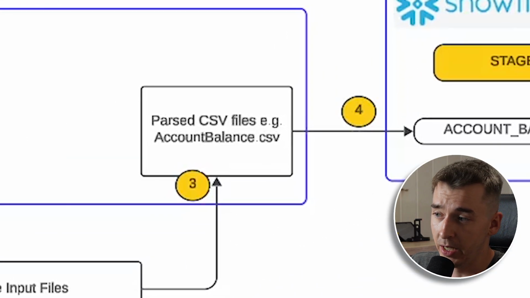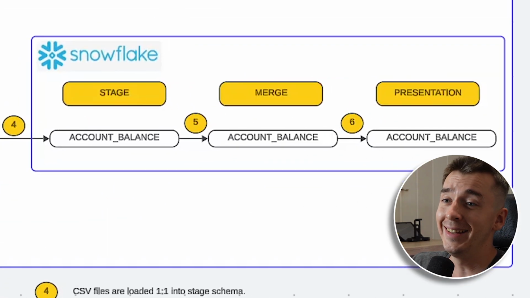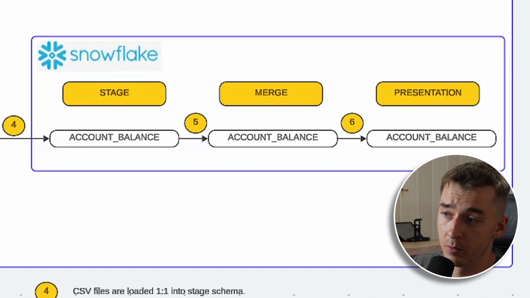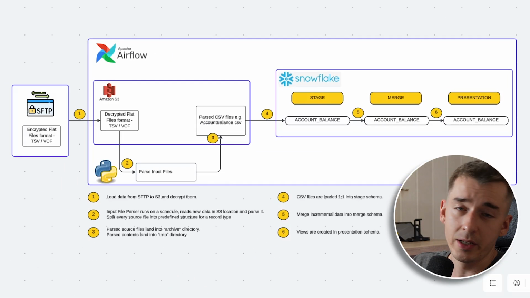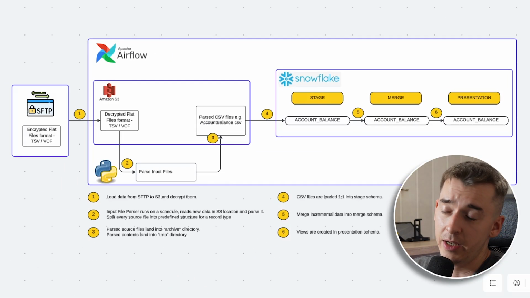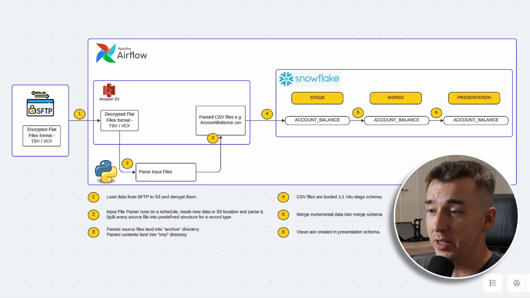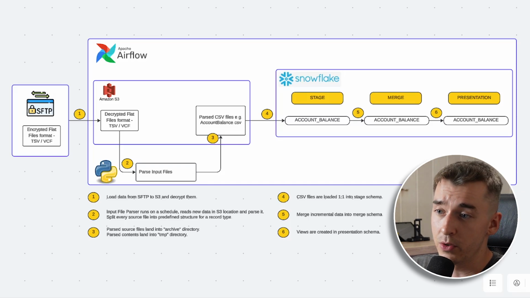For example, an account balance is produced in CSV format, and then it's loaded through a Snowflake stored procedure, which picks up the data after the parsing and loads it through various stages of the Snowflake environment, like the stage, merge, and presentation layer. So basically, we load all the parsed data, we merge it with previously loaded data, and then we create the presentation layer, which is basically creating views, adding some additional logic, and so on.